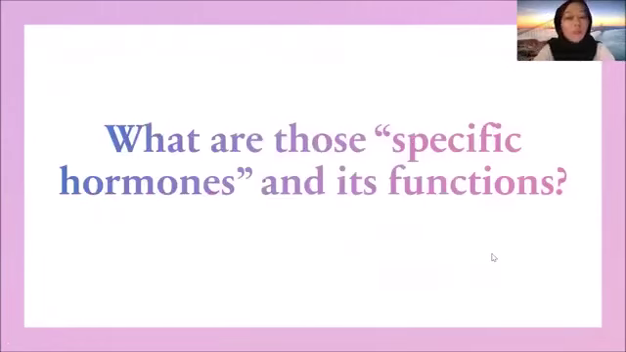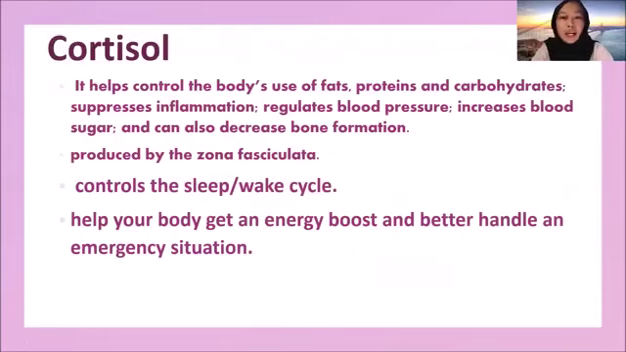What are those specific hormones and their functions? Firstly, cortisol. It helps control the body's use of fats, proteins, and carbohydrates, suppresses inflammation, regulates increased blood sugar, and can also decrease bone formation.